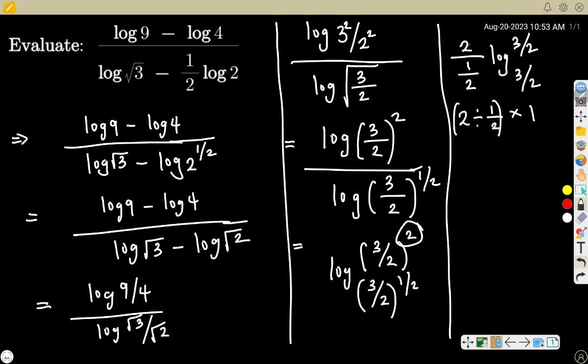So this 2 divided by half, I change it to divide. So times 1. How do I get times 1? Log 3 over 2 base 3 over 2 is 1. So log of the same base is 1. So anytime division changes to multiplication, denominator will go to numerator, numerator will come to denominator. So 2 times 2, 4. So that's another way we can go about it. So we have solved the question.